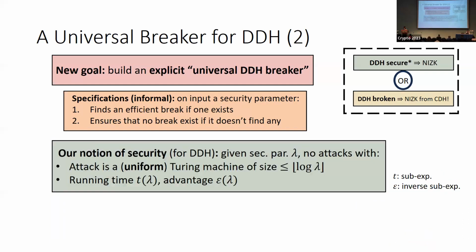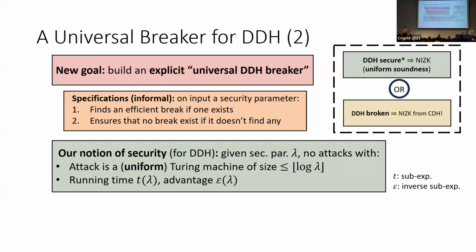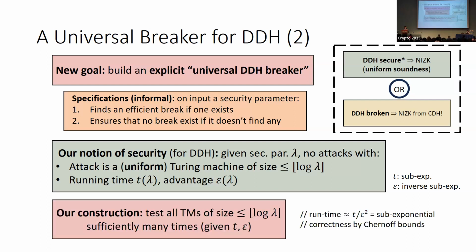So what comes out of this is a modified version of security for DDH, where we took care of that, and we have something in between uniform and non-uniform security. We are only concerned with uniform Turing machines, or this is related to the size of uniform advice, but never mind. We bound the size of the machines, and we fix their running time and their advantage. Up to this small difference, soundness will only hold in the green setting for uniform adversaries. But up to that, we can test all Turing machines using a standard universal argument and find breaks when they exist.